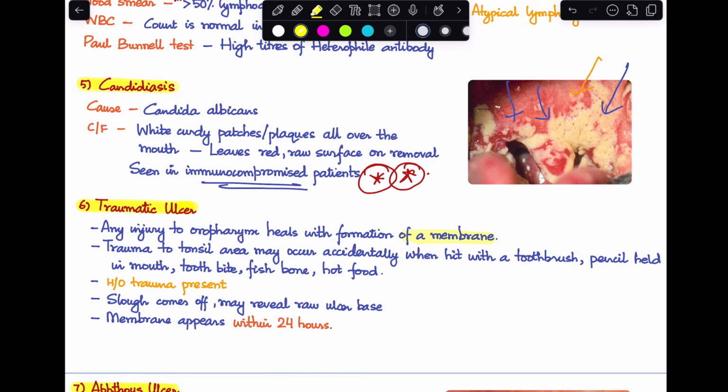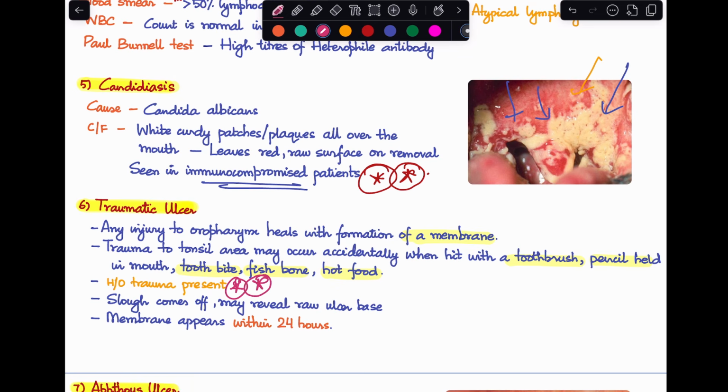So the trauma to the tonsil area can happen accidentally when you hit it with a toothbrush, or maybe you're using a pencil. Sometimes we end up just putting the pencil in our mouth by mistake, and that can end up hitting the tonsil, or a tooth bite, or a fish bone, or very hot food. Any of these things can end up causing a traumatic ulcer. So, a very key point over here would be that there will be a history of trauma present in these patients, and that will help you in coming to this diagnosis.